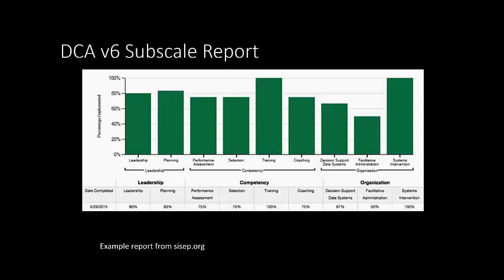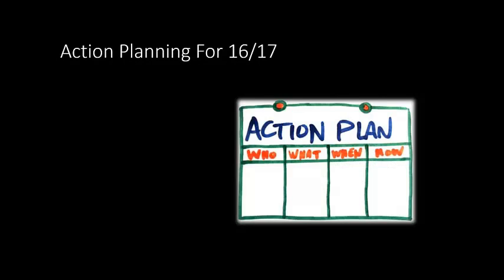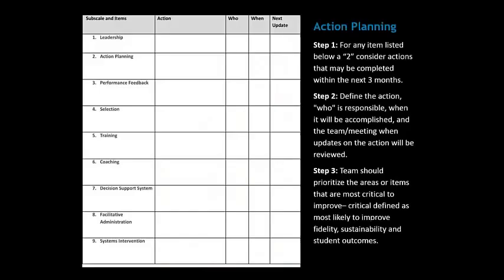In this sample, the school's doing pretty good. We're at 80%, 70%, 100% in training. Facilitative administration would be an area for this school that I would concentrate on. It's around 50%, with decision making at 67%. And that tells me they might not be planning for next year using data or using something like the TIPS model as a data tool for decision making. So how do we action plan for next year?